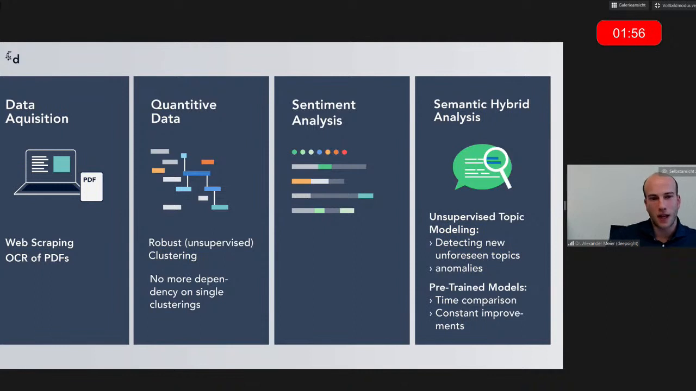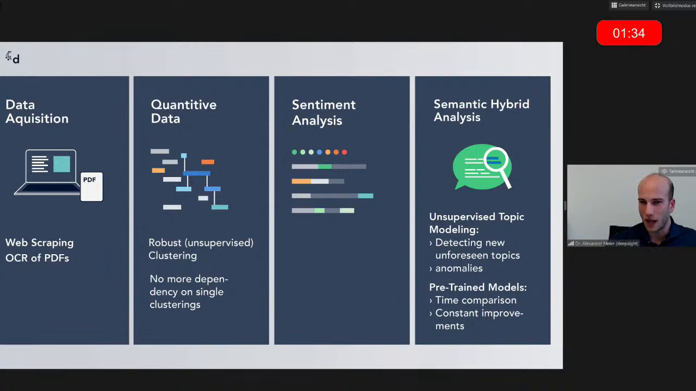For the quantitative data, which is more on the Bundesbank side or from ImmoScout, for example, we would use unsupervised clustering algorithms. And we published a paper a couple of years ago, which doesn't just use a single one because it's highly dependent on which algorithm you use, but a conglomeration, which is way more robust.